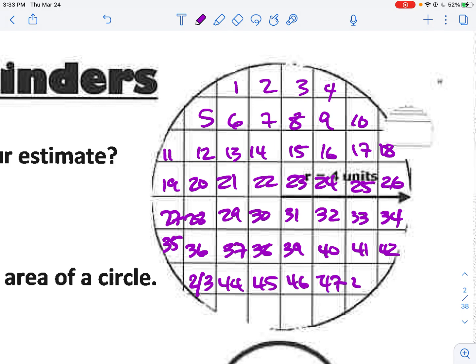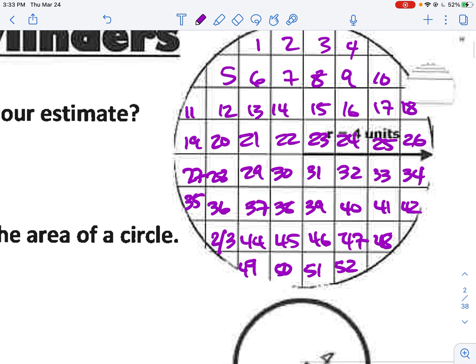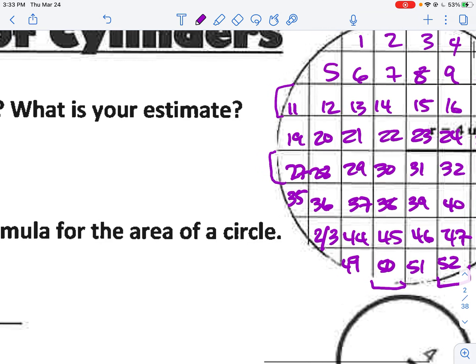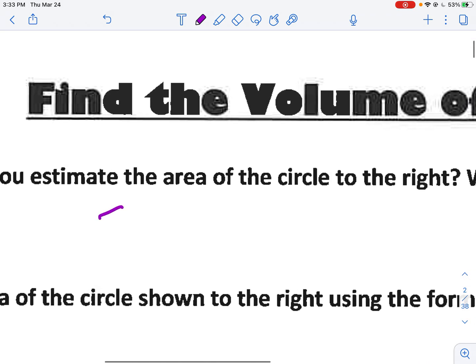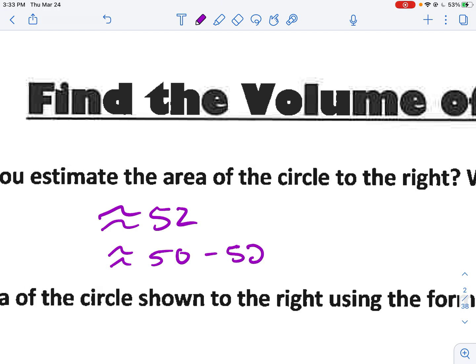Six, 47, 48, 49, 50, 51, 52. Now, we know it's not going to be a total of 52 because part of this is missing, part of this is missing. So part of this is missing, part of that's missing. So we know it's not actually going to be 52, but it's somewhere around 52. I would say somewhere between 50 and 52 units squared.